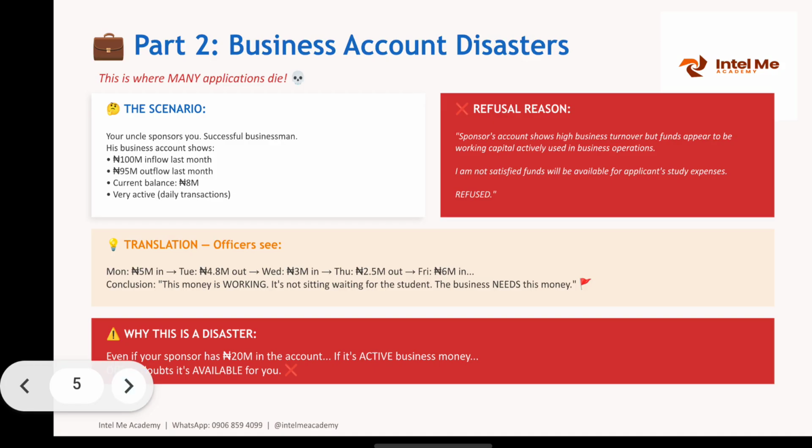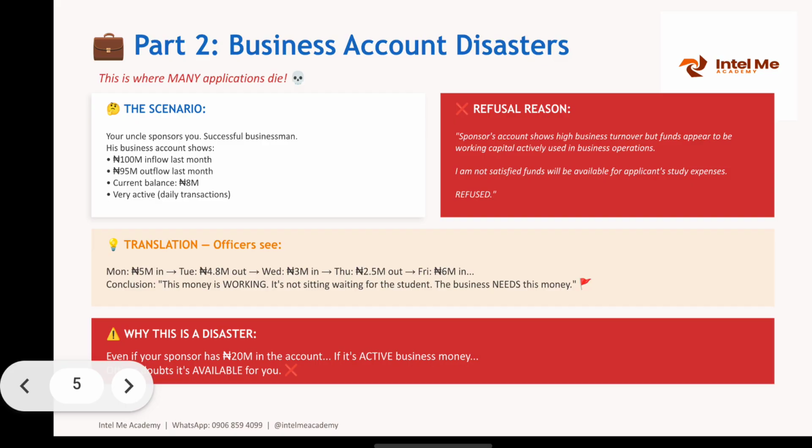Now, part 2, business account disaster. So this is where many people also get it wrong. Let's say your uncle is sponsoring you, a successful businessman. His business account shows 100 million naira in inflow last month, 95 million naira outflow that same last month, and he has a current balance of 8 million naira. So the point is, he has very active transactions.